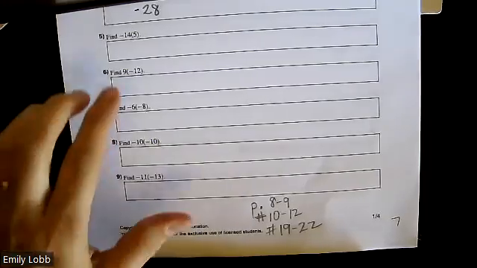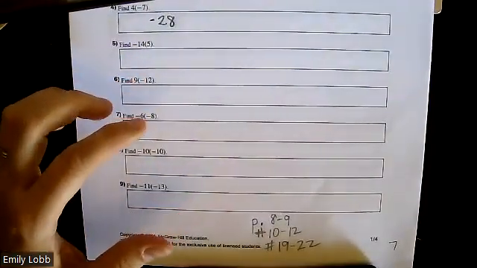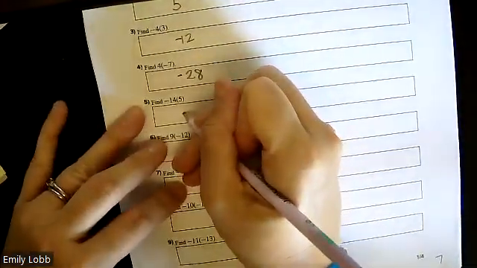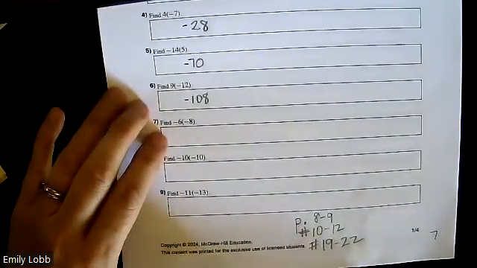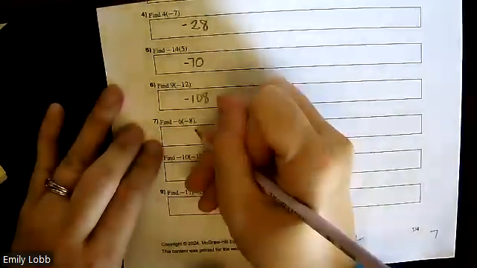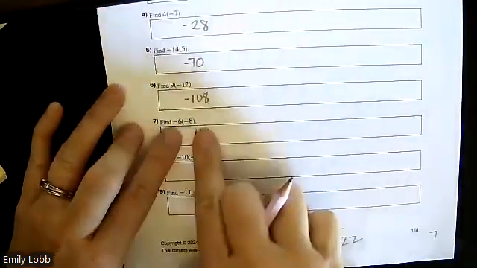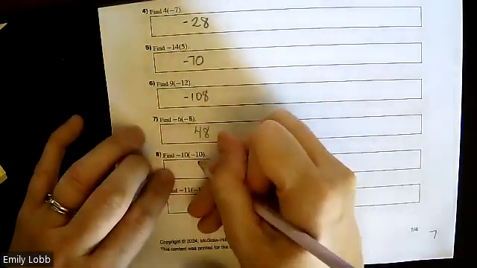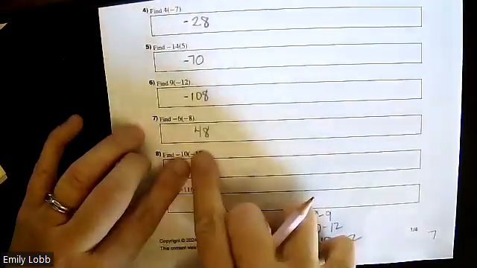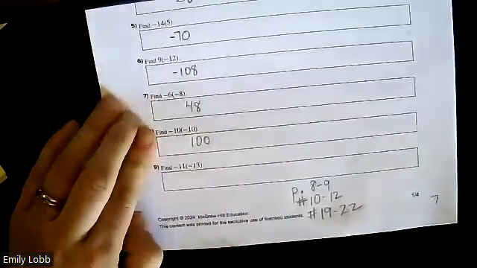We're getting a little stuck. Stay with me. What's 14 times 5? Should be 70. And it would be negative, right? Because my signs are different. 9 times 12 is 108, but it would be negative because our signs are different. 6 times 8 is 48, and it's going to stay positive because our signs are the same. 10 times 10 is 100, again, is positive because our signs are the same.